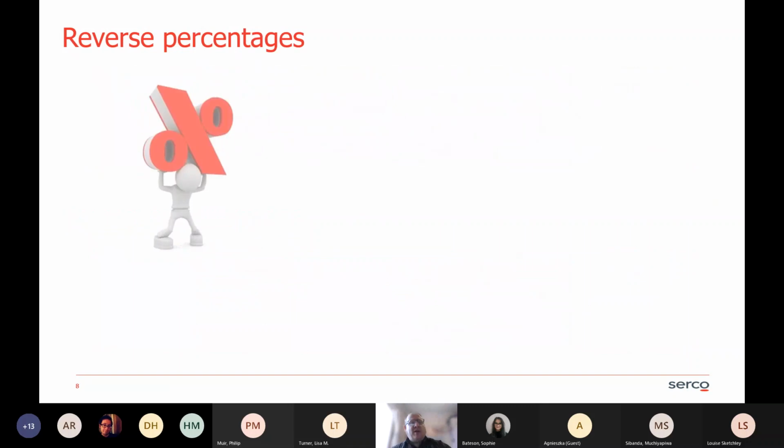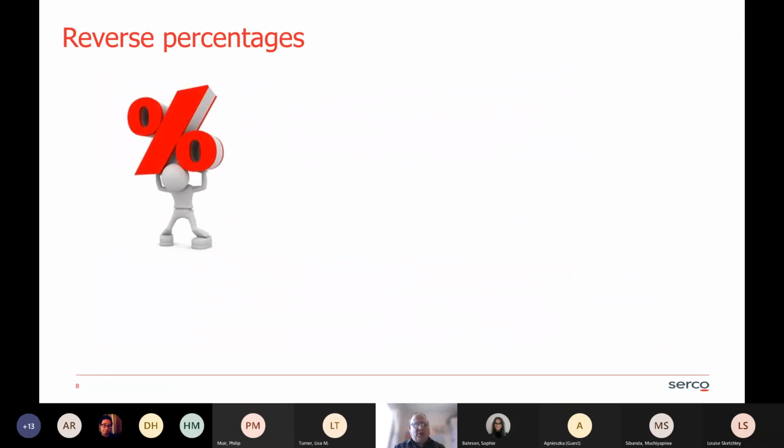What I do want to talk about, though, is this other type of question, which is known as reverse percentages. It's not going to say in the test, here's a reverse percentage question. So you need to get used to looking at the style of question and realizing it's something a bit different. The key difference with reverse percentages is that you need to work out what the original amount was.